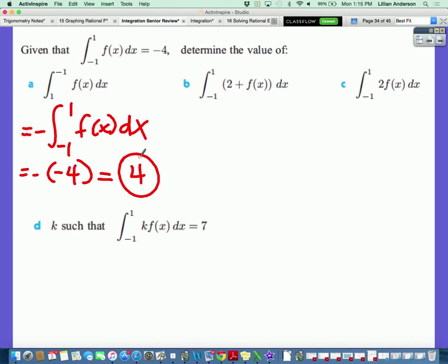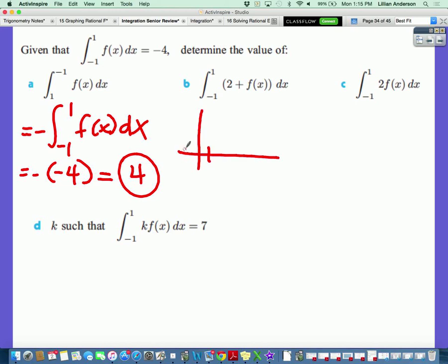The next one, since they're being added, what could you do? Could you add it to the bounds? Not quite. Your bounds are related to your x's, right? But when you add a number to the original function, what does that mean? It shifts up.